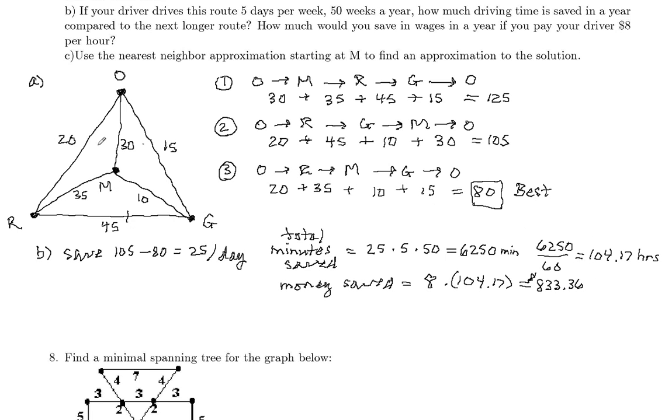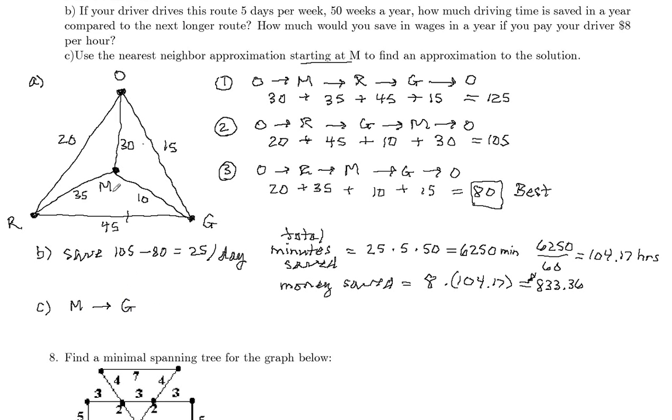You're saving money. Part C uses the nearest neighbor method here, starting at M to find an approximation to the solution. So part C, we're doing nearest neighbor. And remember, nearest neighbor, what you do is you start with your M right here, and then you go to the closest vertex. So 30, 35, and 10. So G is the closest. So next one's going to be G.